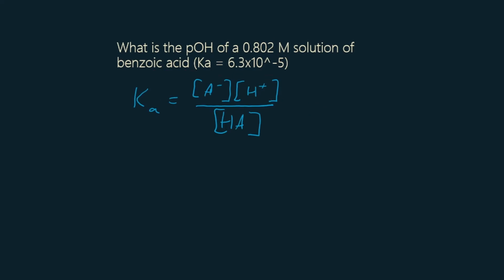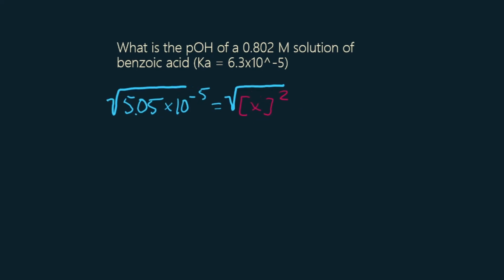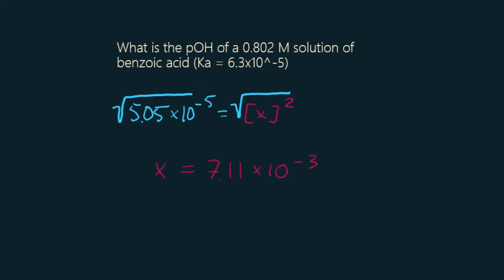First step is to write out our Ka equation. We know that our HA is 0.802 and our Ka value is given. Next, we know that for each HA that dissociates, we produce equal amounts of H+ as A-. So since these values are equal, we can set both as x. Next, let's find x. So multiply both sides by 0.802 and take the square root of both sides, which gets us this value.